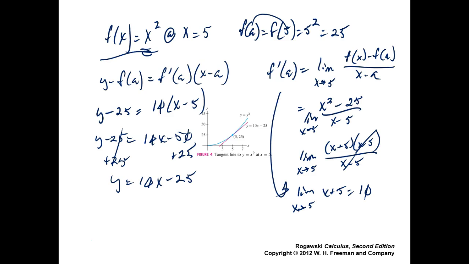Now, that gave you the slope of the tangent line, that point slope formula. Okay, find an equation of the tangent line to that graph at x equal 5. There it is. There's the equation of that. Then they show how to do it using the other formula. You could do that as well.